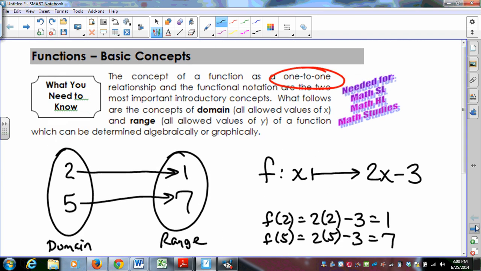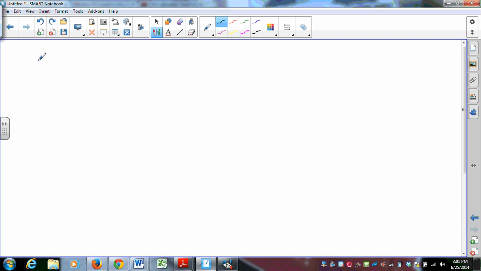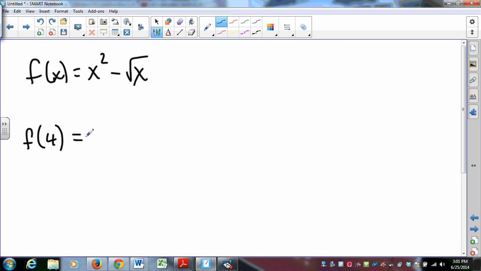Okay, so talking about functional notation, if f of x is x squared minus square root of x, and I want to know what f of 4 is, then I take this 4 and I replace every x with 4. That's 4 squared minus the square root of 4. That's 16 minus 2. That's 14.